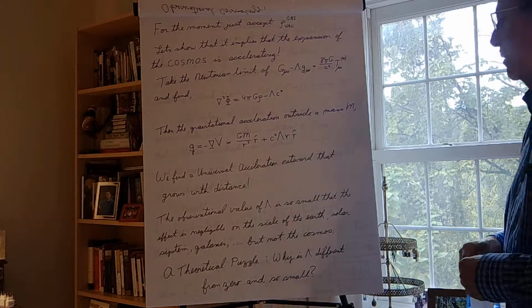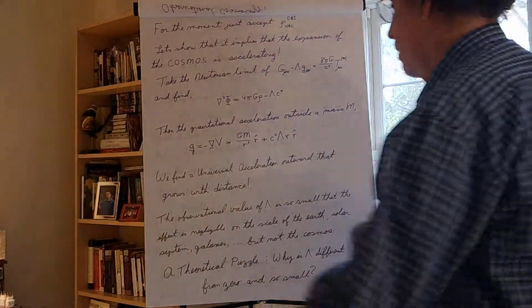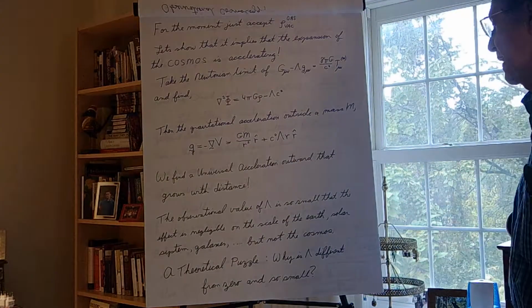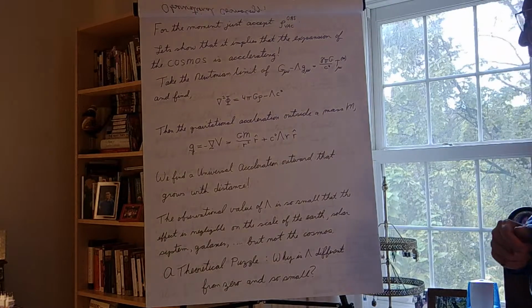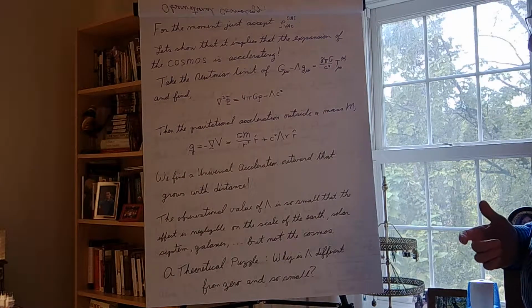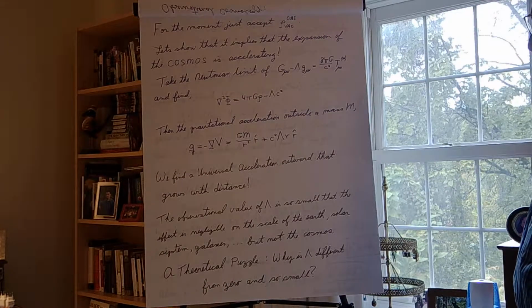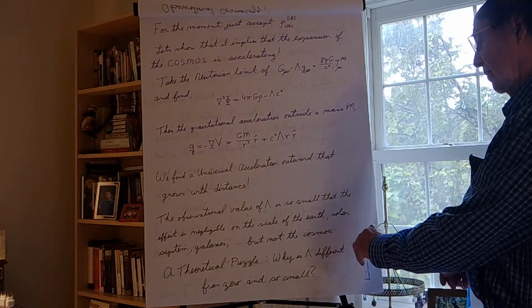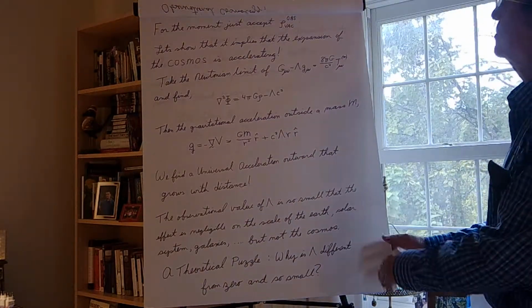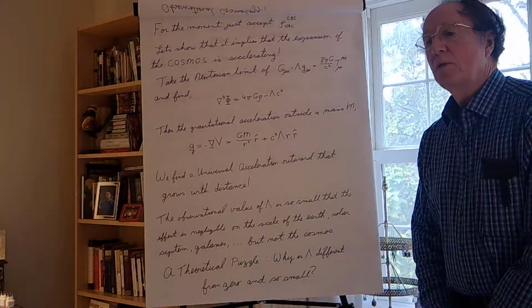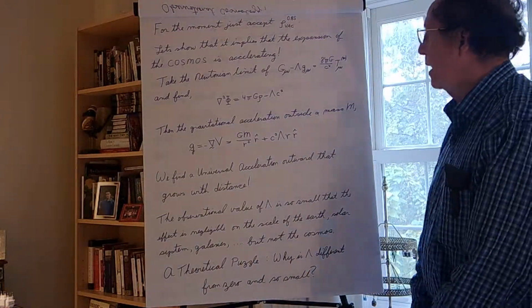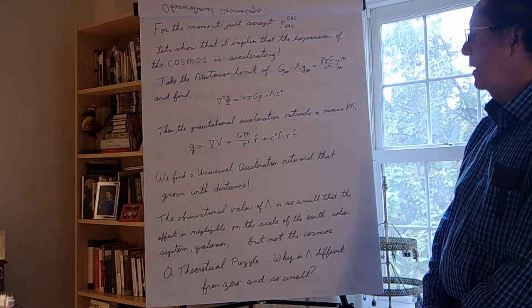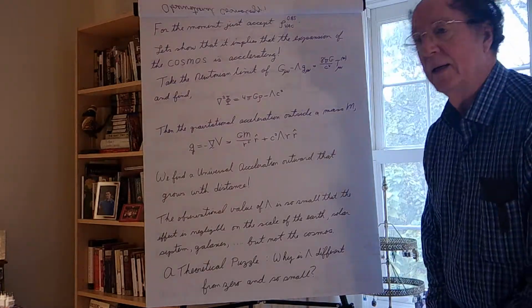The observed value of lambda is so small that the effect is negligible on the scale of the Earth. You have to put the numbers in to see that. It's negligible on the scale of the solar system and galaxies, but it's not negligible on the scale of the cosmos. Theoretical puzzle: why is lambda different from 0 and yet so small? That's one of the big puzzles of the field, which people are trying to grapple with.